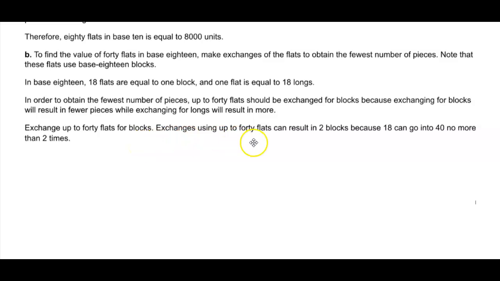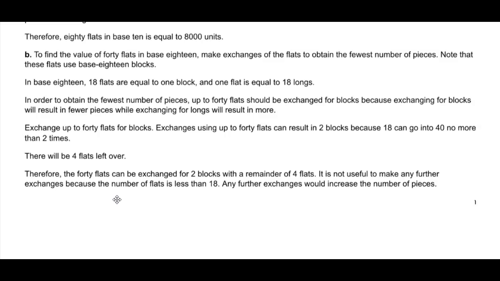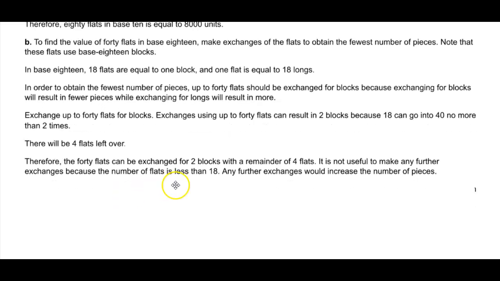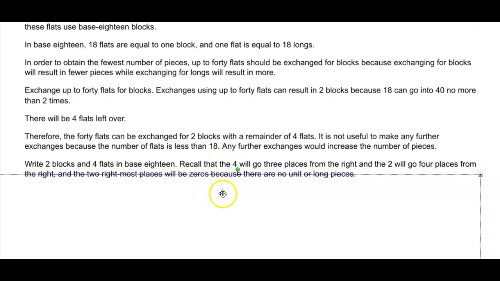Exchanges using up to 40 flats can result in 2 blocks because 18 can go into 40 no more than 2 times. Therefore, there will be 4 flats left over. The 40 flats can be exchanged for 2 blocks with the remainder of 4 flats. It is not useful to make any further exchanges because the number of flats is less than 18, so any further exchanges would increase the number of pieces.